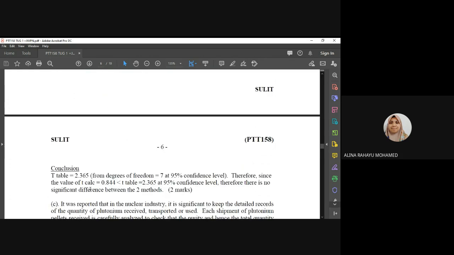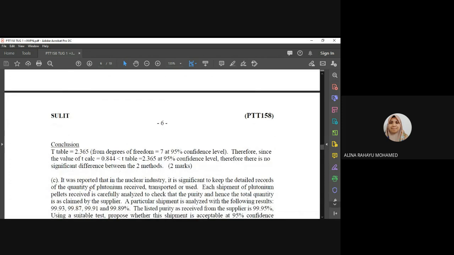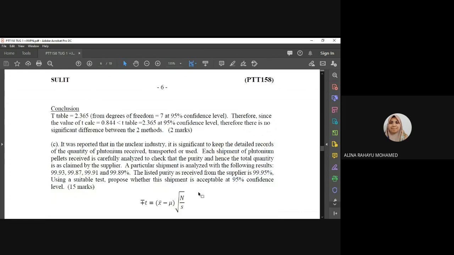Now, t table is 2.365 because the degrees of freedom is 7 at 95% confidence level. The degrees of freedom is 7, but we have 9 samples, because it is n minus 2. Therefore, since the value of t calculated is 0.844, which is lower than t table, there is no significant difference between these two methods at 95% confidence level.